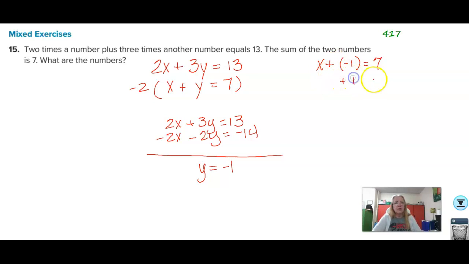Then we're going to add 1 to both sides. And we get x is 8. So our solution is 8, negative 1.